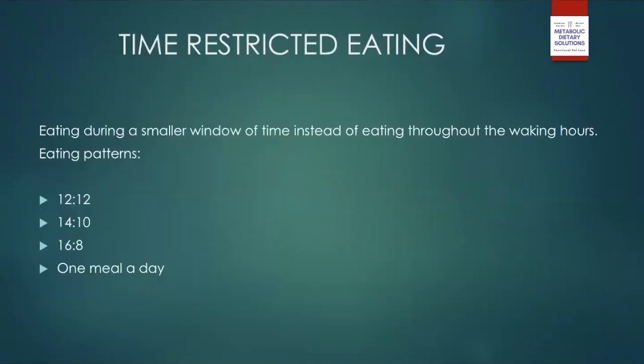So when we talk about time-restricted eating, what are we saying? So it is eating during a smaller window of time instead of eating throughout the waking hours. So what are the different eating patterns that we talk about? So we talk about 12-12 or 14-10, 16-8, or 1 meal a day. So 12-12 means you fast for 12 hours. So essentially, it means you fast overnight. So you are fasting anyway. So every day when you're sleeping, obviously you're not eating when you're sleeping. So that's the fast that you do.